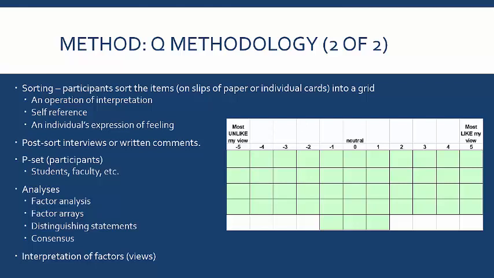Then after the sorts, a lot of times people use post-sort interviews, but because I'm typically doing this in a classroom, I usually have them write comments. It's always interesting to see the kinds of comments my students write. So one of the things I'll ask is, you put 4 items under the +5, most like my view.